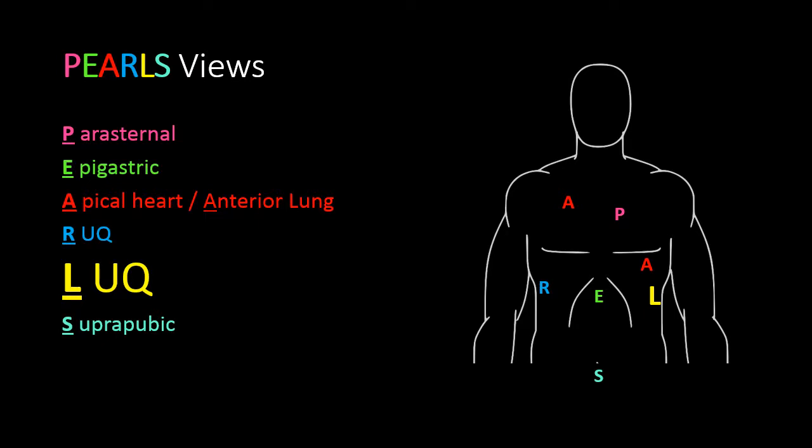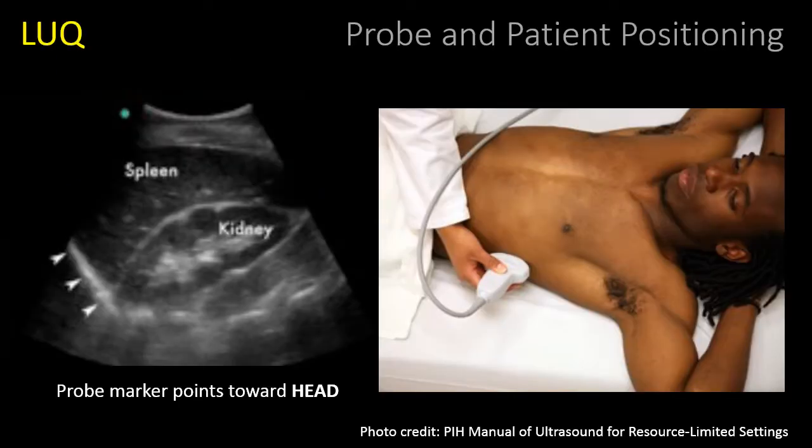Moving on to the left upper quadrant. So this is the left upper quadrant positioning. You place the probe at about the posterior axillary line and in the 6th to 7th intercostal spaces. And on the left here is the view that you want to see.